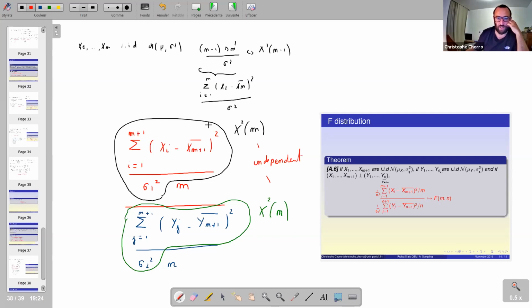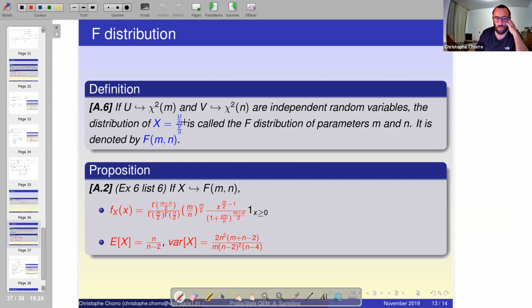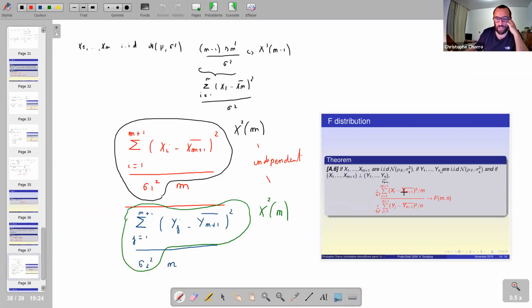So finally, I have a chi-square of parameter m divided by m, divided by a chi-square of parameter n divided by n, and the two chi-squares are independent. If I come back to the definition of the F distribution, I have exactly what I want. My quantity of interest follows an F distribution of parameters m and n. Okay, I have this.